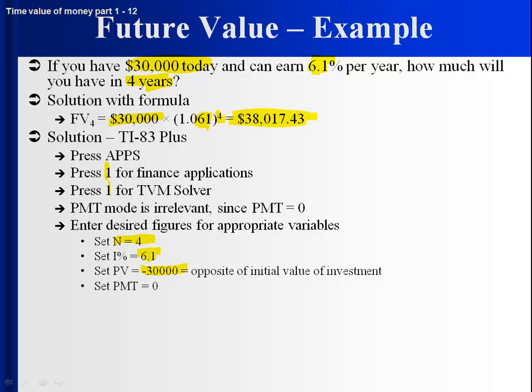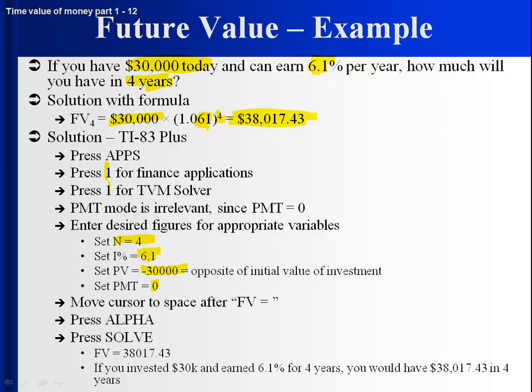And again, the calculator says you're putting in 30,000. You're going to be earning 6.1% for 4 years. Set payment equal to 0 because there are no other interim payments. And now we're going to solve. So you move the cursor to the space after FV equals, alpha and solve. And the calculator will come back with that as FV, telling you that if you put in 30,000, 4 years later, if you earn 6.1%, you'd have $38,017.43.